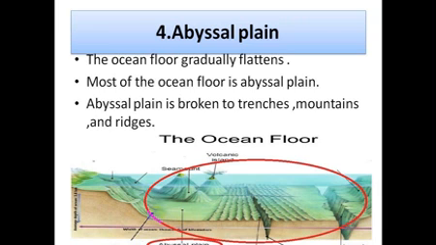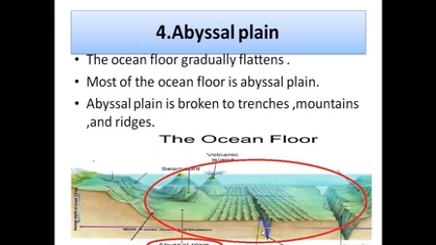And this is most of the ocean floor, the abyssal plain. As we see here, most of the ocean floor is called abyssal plain. The abyssal plain is broken by trenches, mountains, and ridges. If you look here, in the abyssal plain area, all this area, most of the ocean is an abyssal plain. Here we have volcanoes, we have mountains, we have trenches.